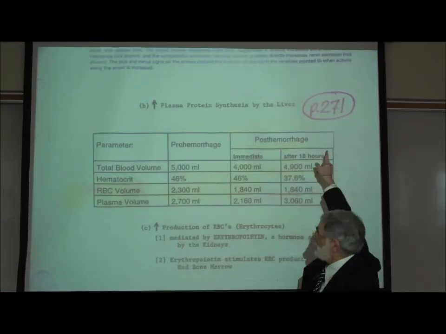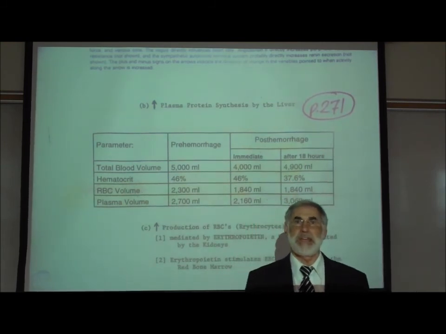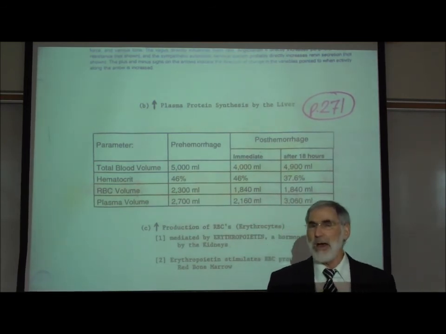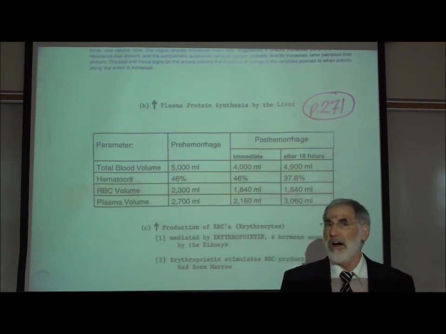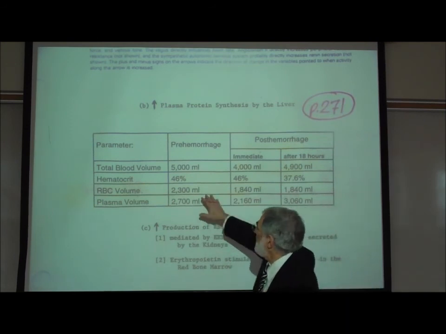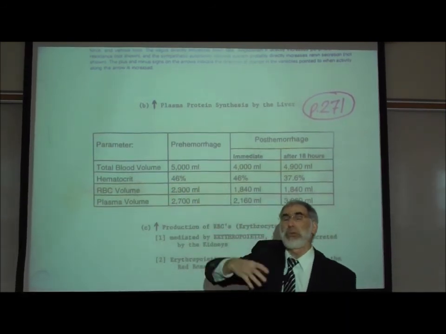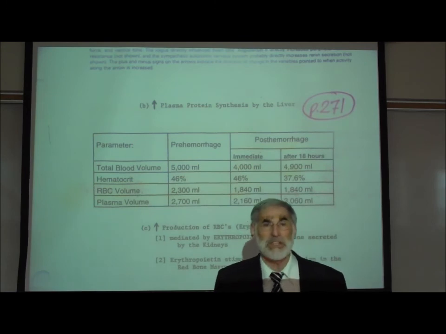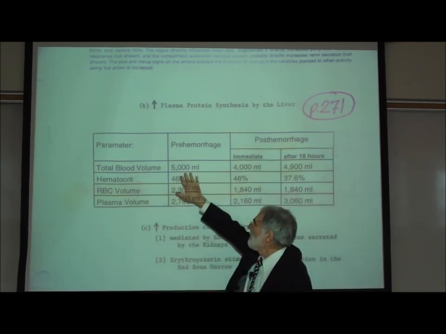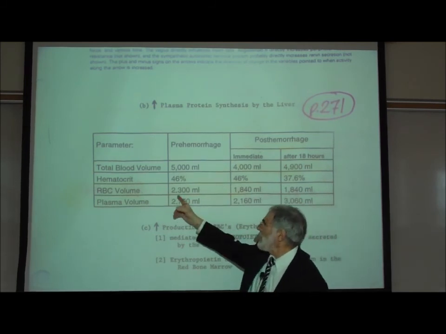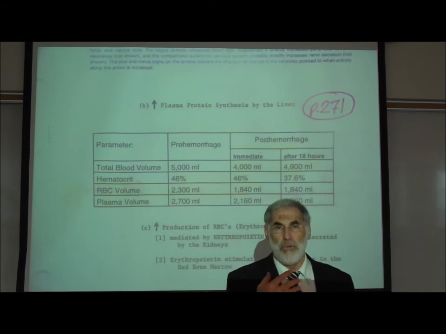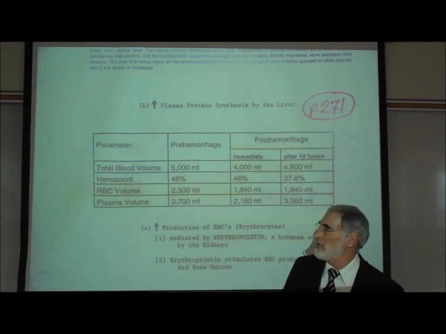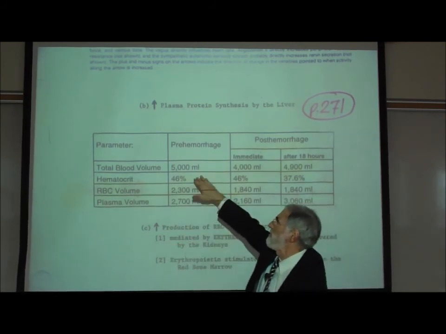Looking at this additional chart on page 271, this provides additional information as far as what is accomplished through the hormonal homeostatic reflexes in compensating after a 1 liter decrease in blood volume. So we see in this chart, before hemorrhage, before removing the 1 liter of blood, this individual had a total blood volume of 5 liters, 5,000 milliliters. Of that 5,000 milliliters, 2,300 milliliters were associated with the volume of red blood cells, and 2,700 is associated with the blood plasma volume, the liquid part. Obviously, that adds up together to form 5,000 milliliters.